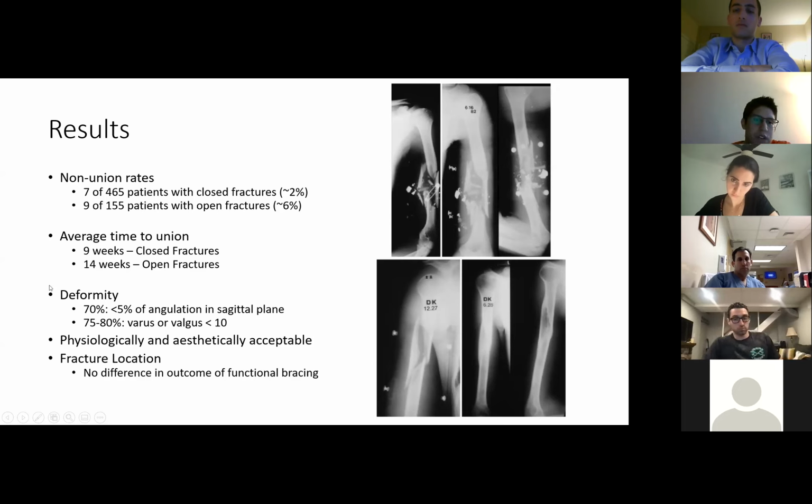So for these patients, for the deformity that was seen long-term, only 70% of them had less than 5% angulation in the sagittal plane, and 75 to 80% of them had varus or valgus deformity of less than 10 degrees. So that was considered really physiologically and aesthetically acceptable, as opposed to having them undergo surgery. And in the paper, no matter the fracture location, whether it was proximal, in the middle, or distal, it didn't really have any difference in the outcome of the functional bracing since there were such low rates of non-union.